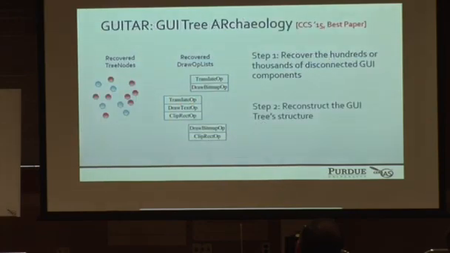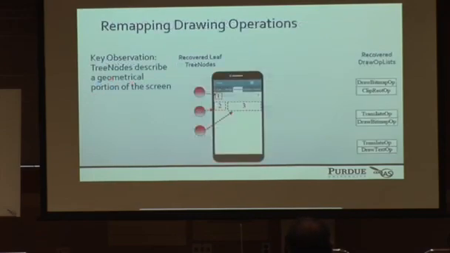Guitar works to actually rebuild the topology of that GUI tree from whatever is left in the application's memory, and then do the re-rendering process for the investigator so that they can look at the screens of all the apps, no matter if they were in the foreground or the background. So the first step is to recover the hundreds of thousands of different data structures that are left in the application's memory that correspond to these trees. And then to reconstruct the GUI tree's structure alone, you can use some pointers that are left in memory. But then you're left with a problem.